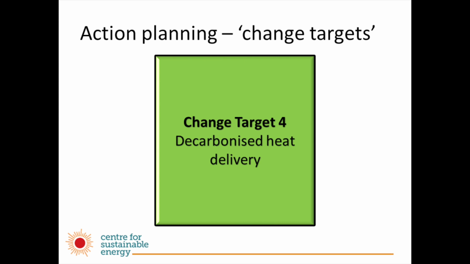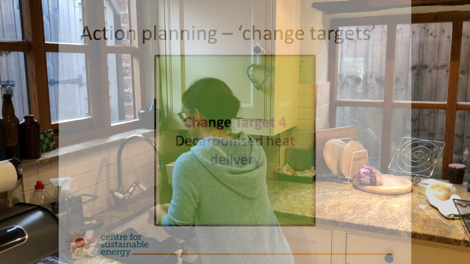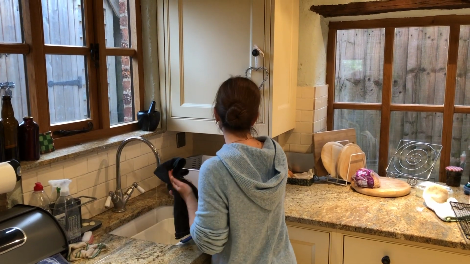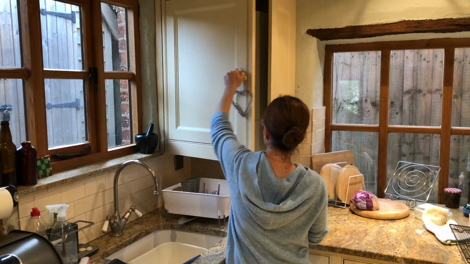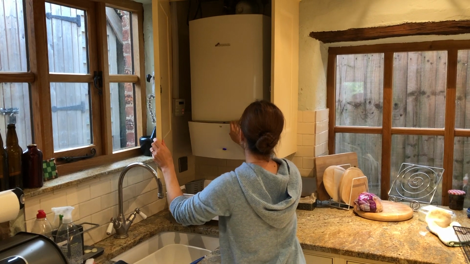And on that same note, the fourth change target is not only do we have to have decarbonised our power system, we also need to decarbonise our heat delivery system. And you may be aware that government has already mandated that from 2025, new homes will not be allowed to have gas boilers fitted.